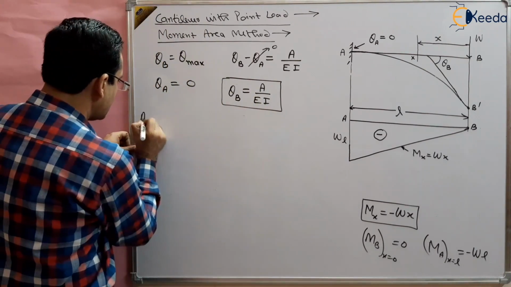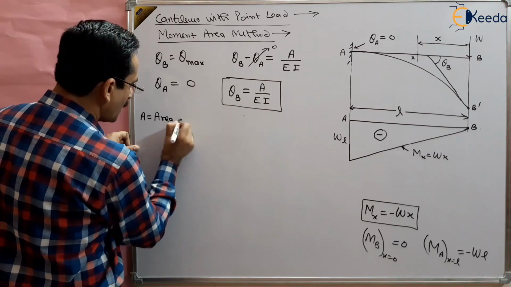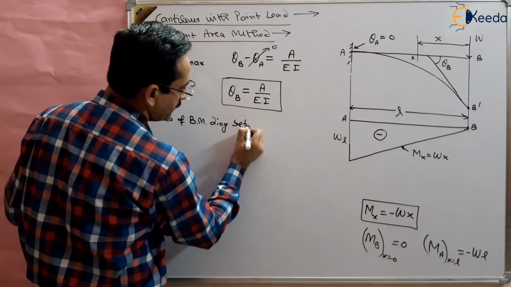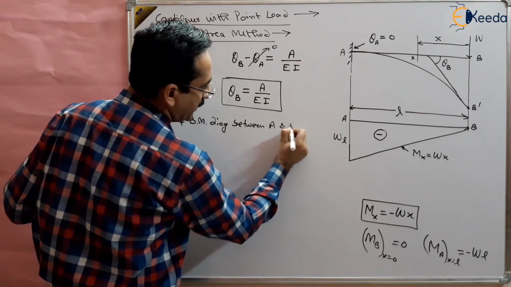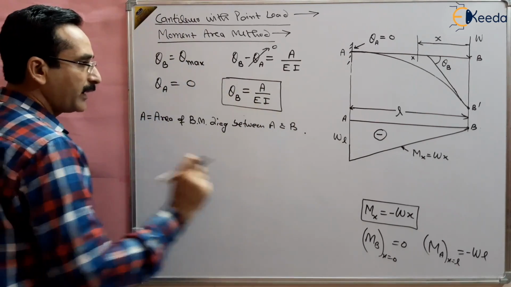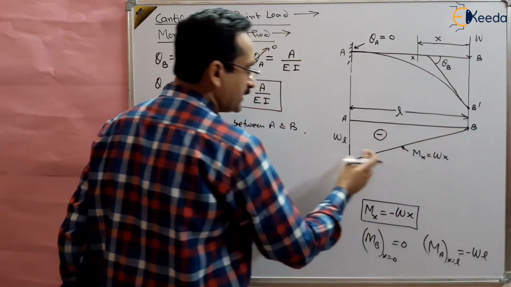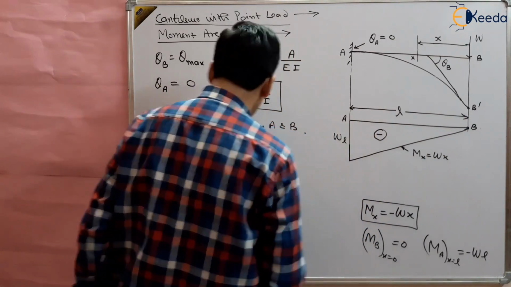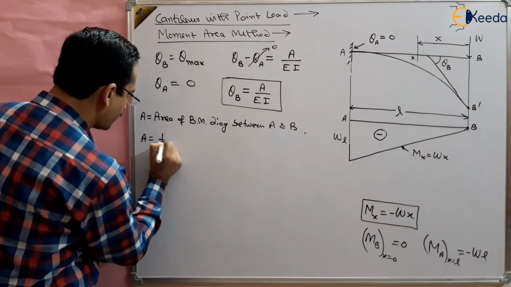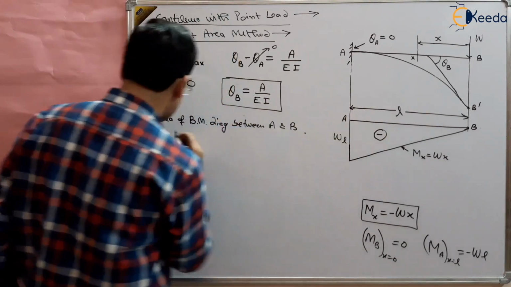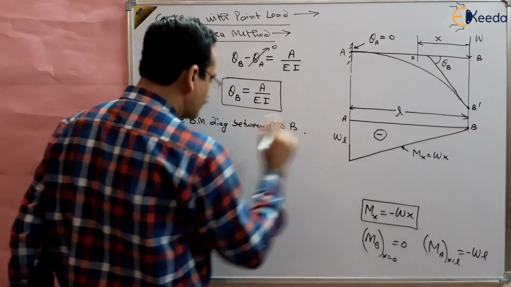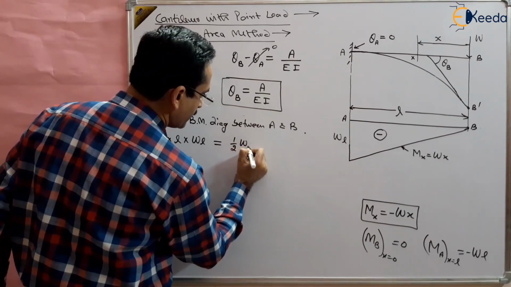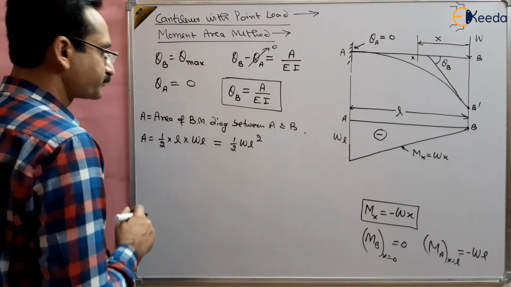Here A is the area of the bending moment diagram between A and B. From this triangle, the area is half multiplied by base, which is L, multiplied by height, which is WL. So this will be equal to half WL square. So this is the area, right?